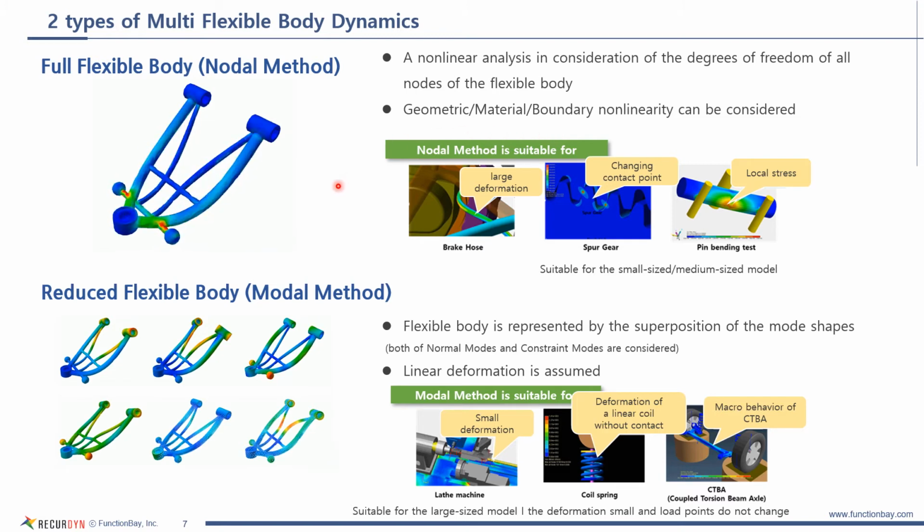The second is modal method using a reduced flexible body. The modal method utilizes the mode shapes calculated from the modal analysis of a flexible body. The modal method performs the simulation based on the assumption that deformation of the flexible body is linear by applying modes per position. The modal method is suitable for the cases where the deformation is small and when the loading point does not change.